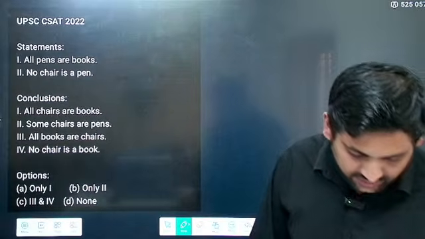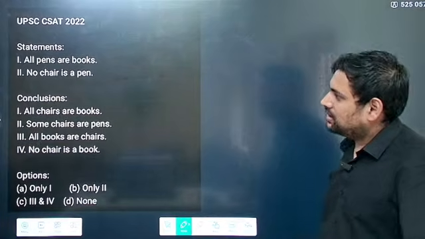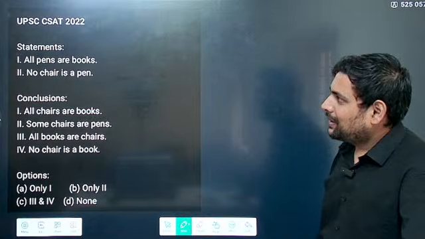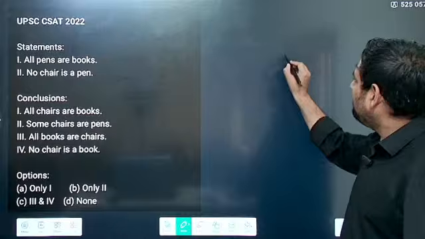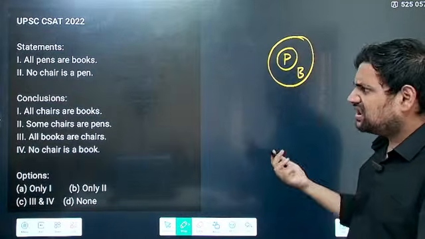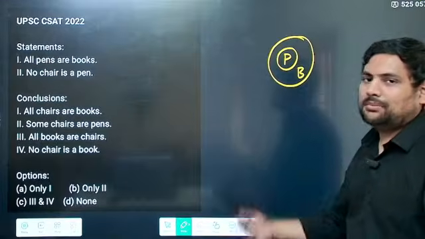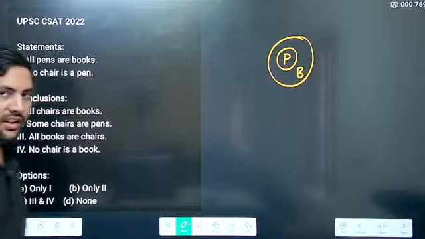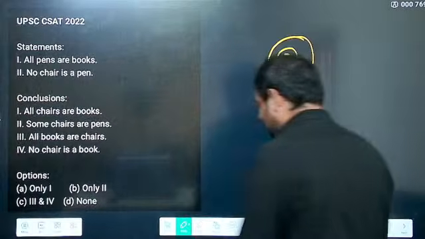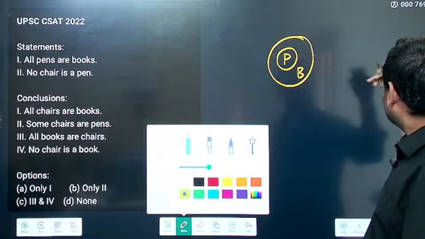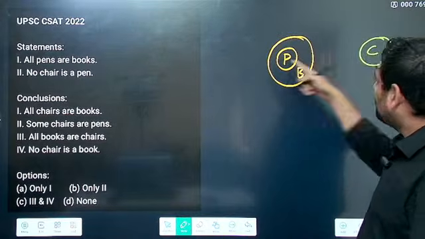So all pens are books. No chair is a pen. Then all these conclusions are given. So this is pen. All pens are books. Very nice. Then no chair is a pen. How can I draw? One possibility is I can draw it separate from the entire world. You can draw chair here. So no chair is a pen.